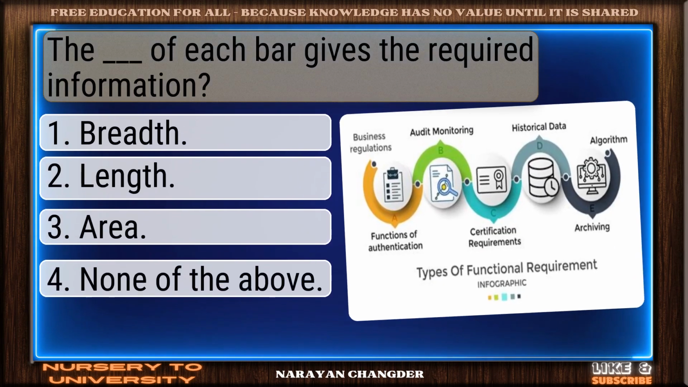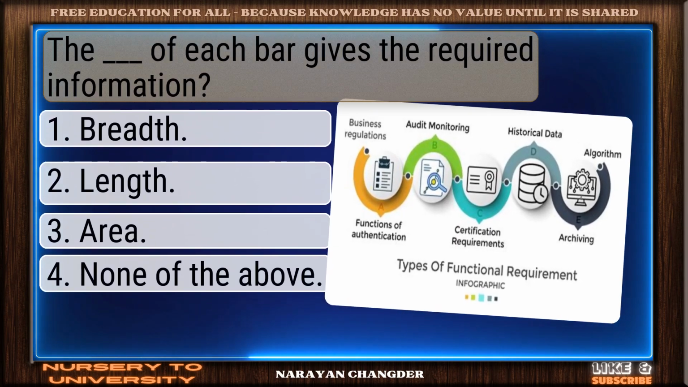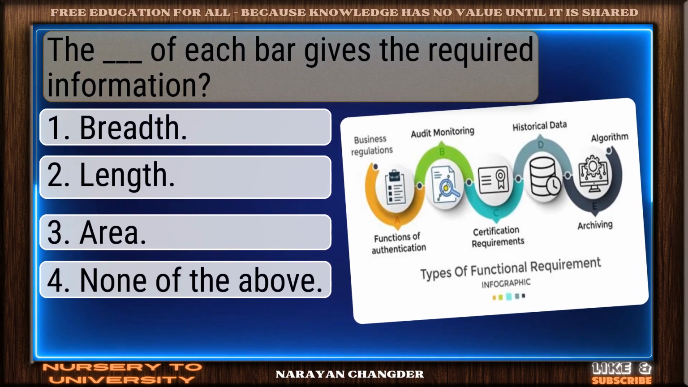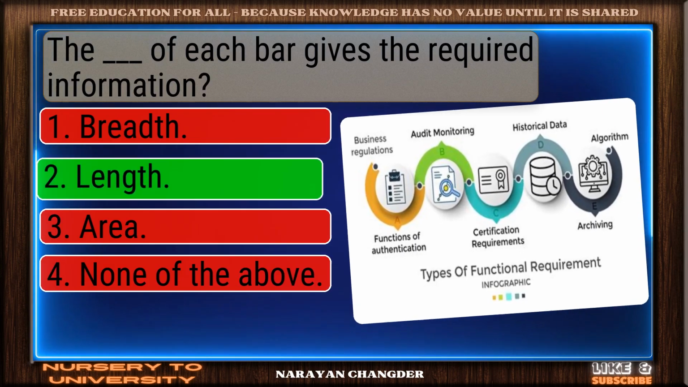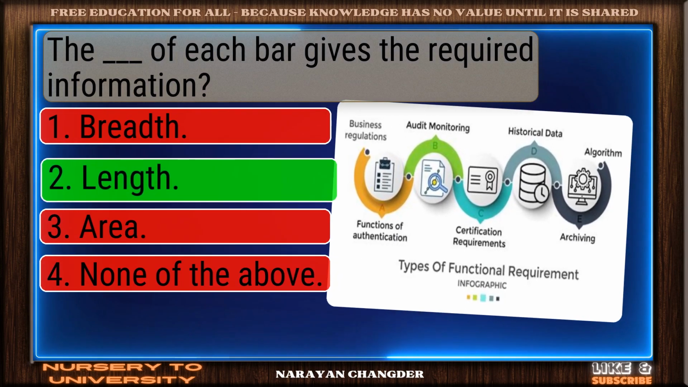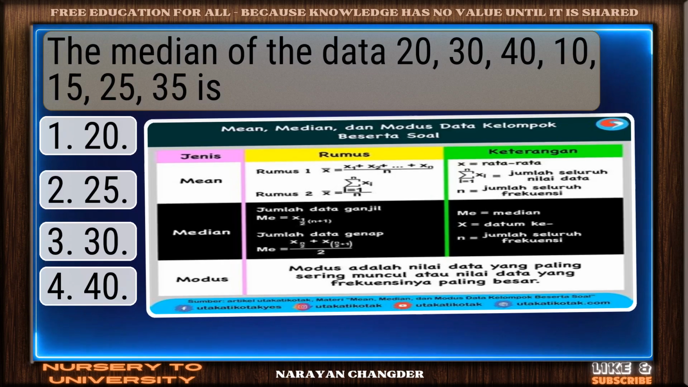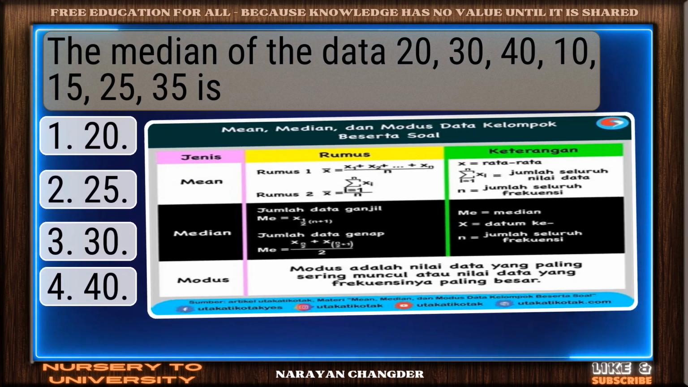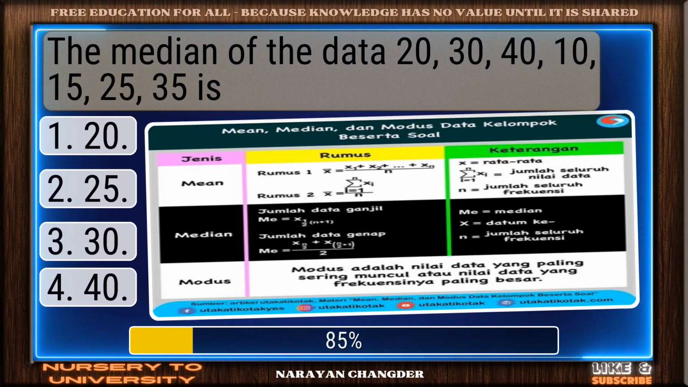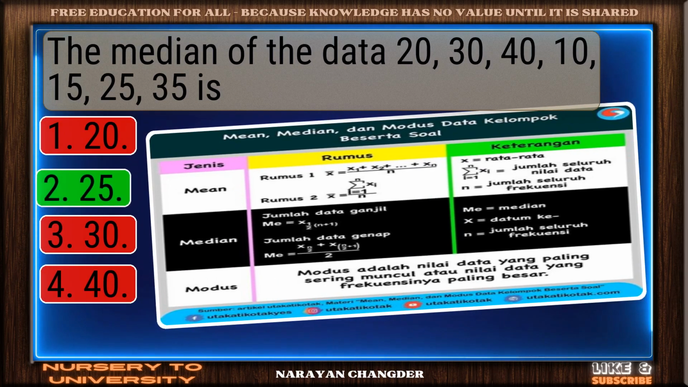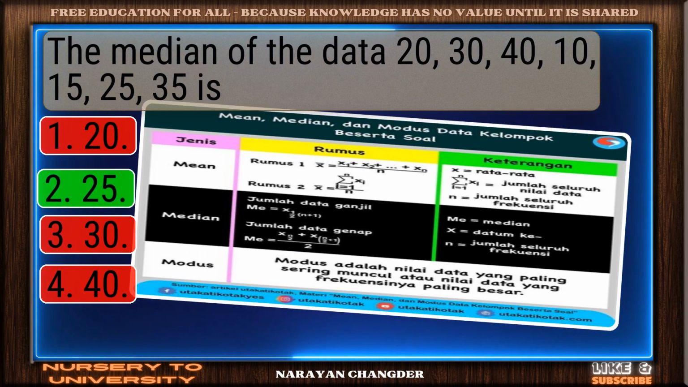Question number 166. The dash of each bar gives the required information. Good job. Your answer length works well here. Question number 167. The median of the data 20, 30, 40, 10, 15, 25, 35 is? Great job. 25 is the accurate answer.